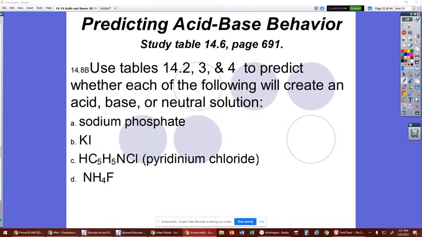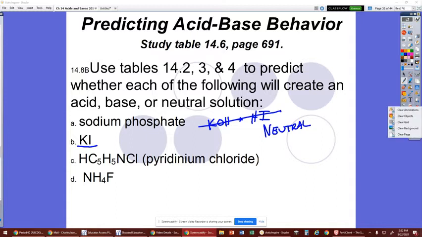I can take a look at the next one. Potassium iodide would come from potassium hydroxide and hydroiodic acid. I look at both of those and go, hey, that's a strong base and a strong acid. So they basically are going to cancel each other out, and now we would have a neutral salt. All right, and we will say neutral, acidic, basic salt, even though they're only really acidic or basic in solution.